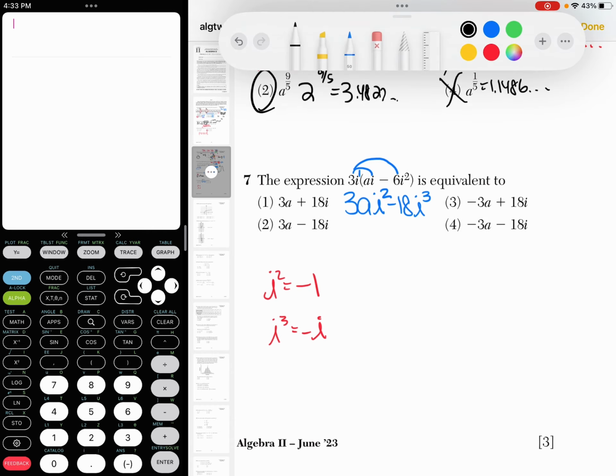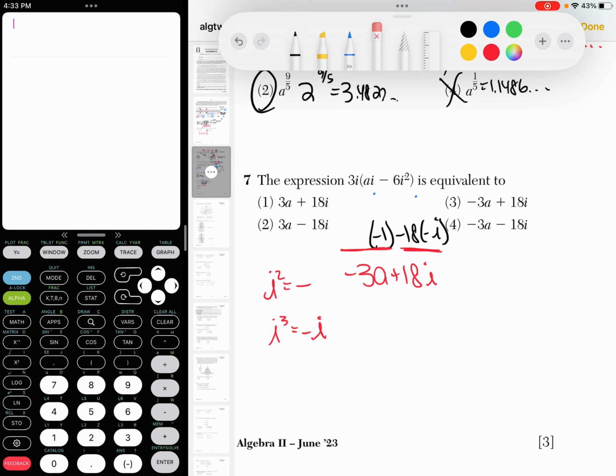So now I'm going to plug these in place of what they are. So i squared is -1. i to the third is -i. So now this whole thing multiplied together will get me -3a. This multiplied together will get me plus 18i because they're two negatives, and that's going to be choice 3.